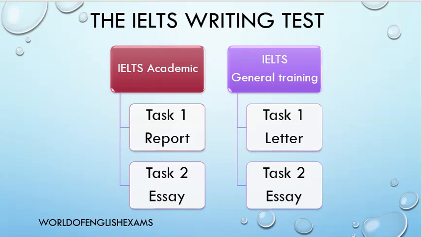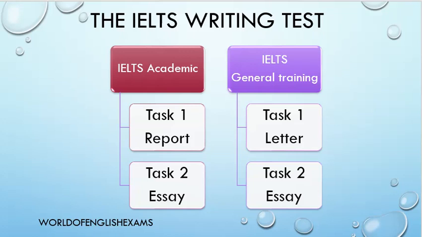So now let's move on to the general training section of the writing. And in the general training test, the task 1 is called a letter. There are various types of letters about which we are going to cover in brief in this video. And in detail, I'm going to talk about each of the kinds of letter in the coming videos. So do check out the other videos on our channel as well.